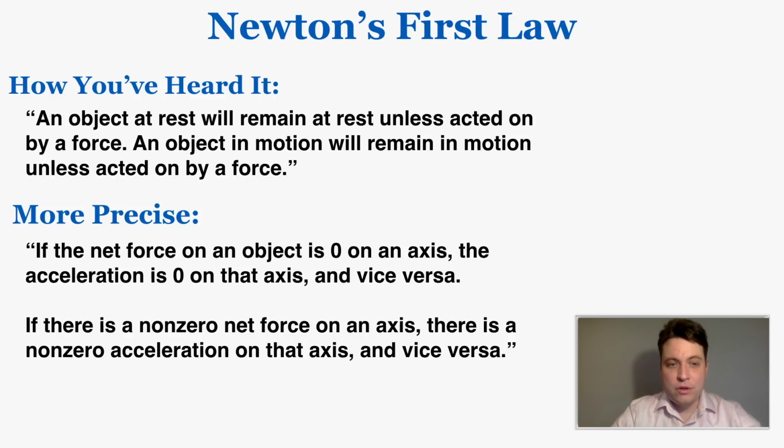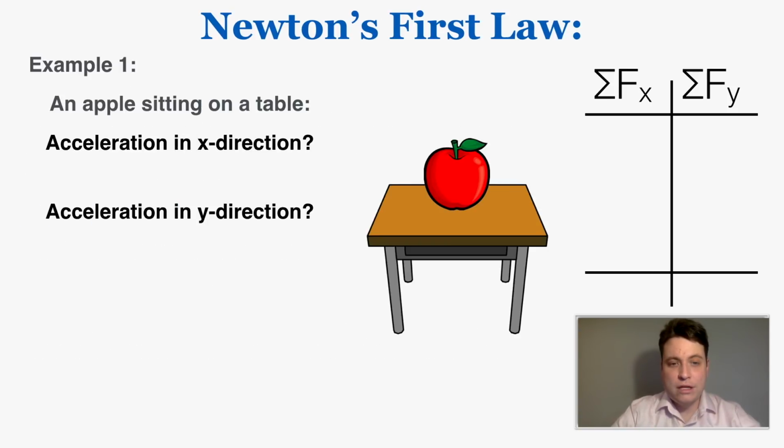Looking at this first example here, we have an apple sitting on a table, and we can see that it doesn't have any acceleration in the x direction or in the y direction. Its x and y velocities are not changing, they're both remaining at zero. So if there's no acceleration on an axis, Newton's first law tells us that the net force on that axis is zero. So I'm going to take that information and put that into my force table and say, therefore, the sum of the forces in the x direction must equal zero because of Newton's first law.